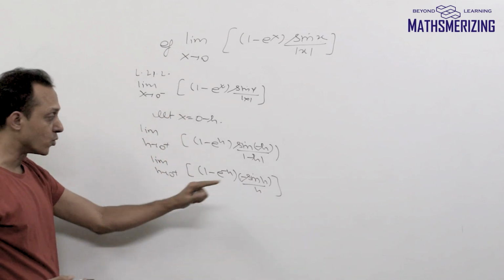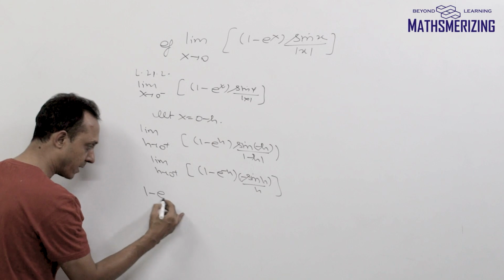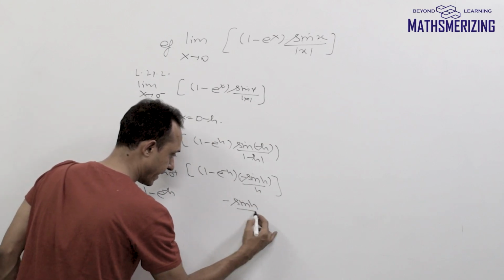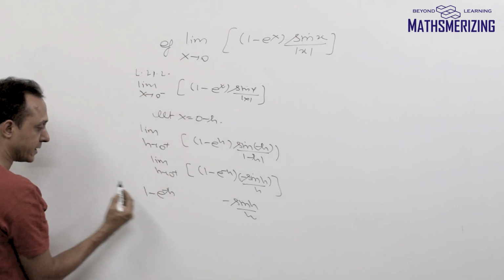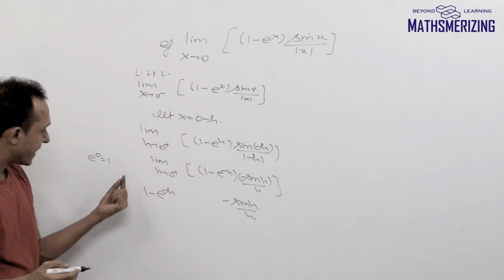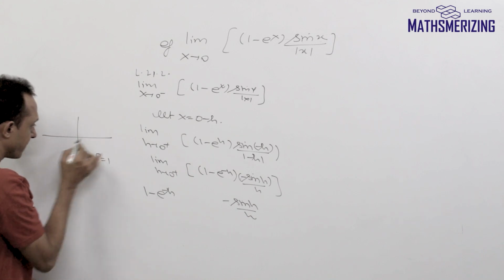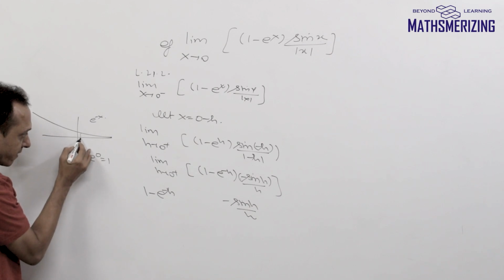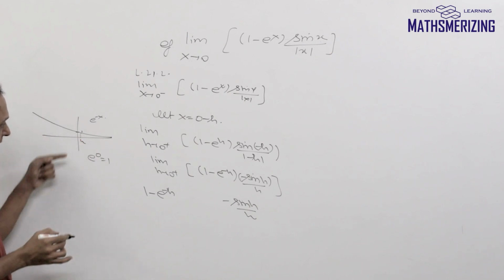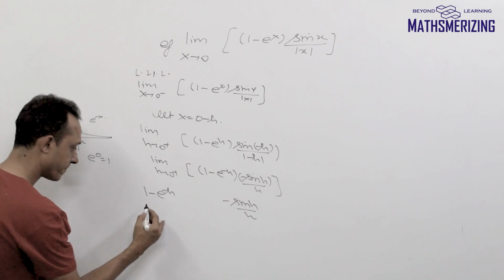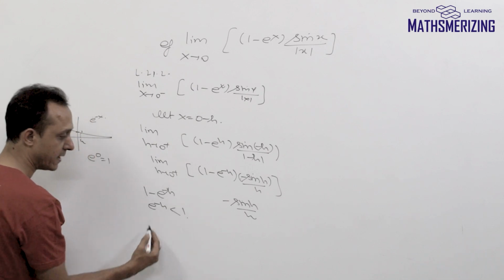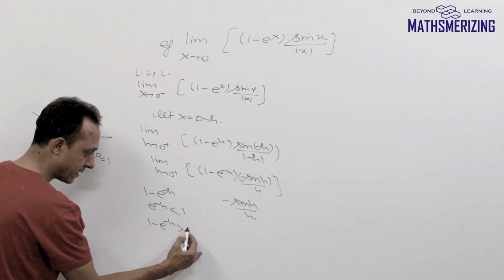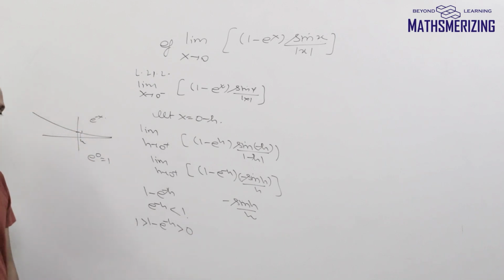Now I cannot take this limit inside, so I'll write them separately. So 1 minus e to the power minus h and then minus sine h upon h. Now e to the power 0 is 1. And that is the graph of e to the power minus x. If I take any small positive number h, then e to the power minus h will be less than 1. So I can say 1 minus e to the power minus h is greater than 0, but it will be less than 1.